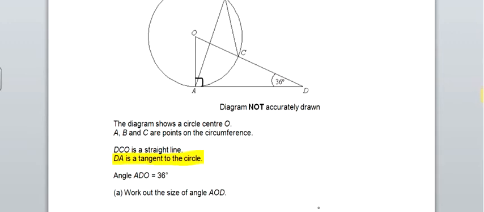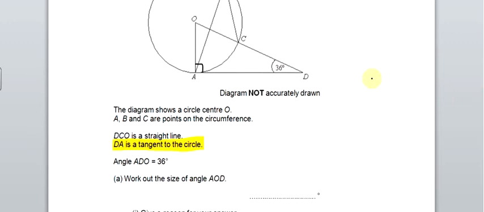So let's see what we've got to do. Work out the size of angle AOD. Okay, that's this one here, A to O to D, it's this angle. And we can see that since this is 90 and this is 36, 90 and 36 make 126, and the angles in a triangle add up to 180. So 180 take away 126 is 54, I believe. Let's double check that. 54, 60, 70, 80, lovely. So it's 54 degrees.